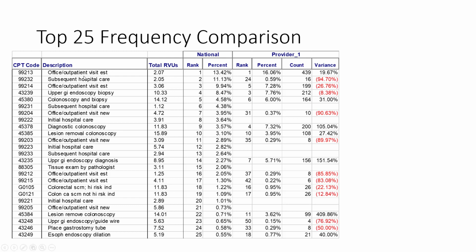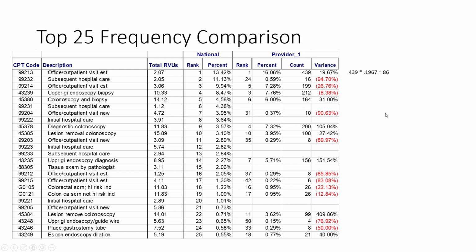So another way people do it is by frequency comparison. They may take, for example, the Medicare database and look at the most often reported procedure for this specialty, let's say 99213. And it's also the number one reported for this provider, but this provider does it almost 20% more often than his or her peers do, right? 13% is national, this provider's at 16%. Here's another one. This is the ninth most often reported procedure, diagnostic colonoscopy. I guess it's probably a GI doc. And for this practice, it's number four. This provider does it more than twice as often as his or her peer group.